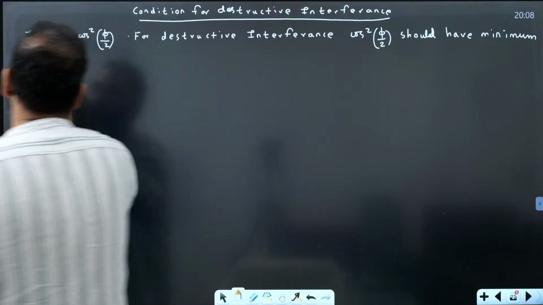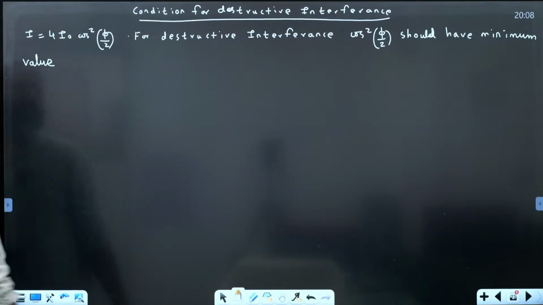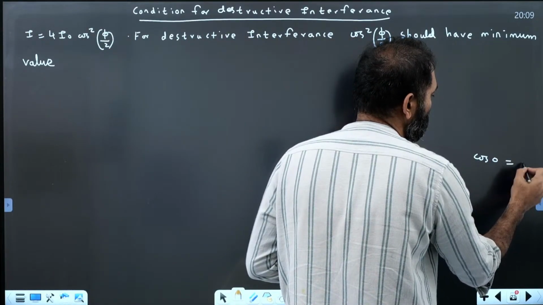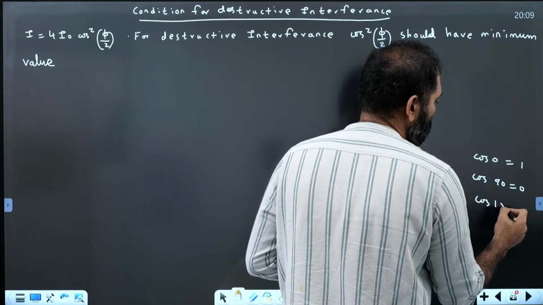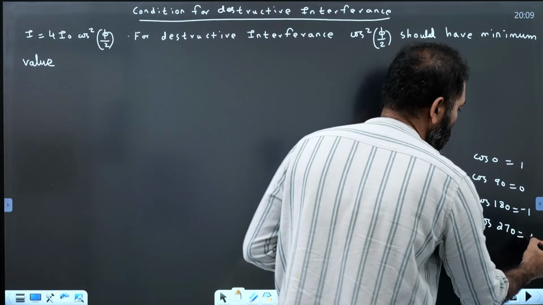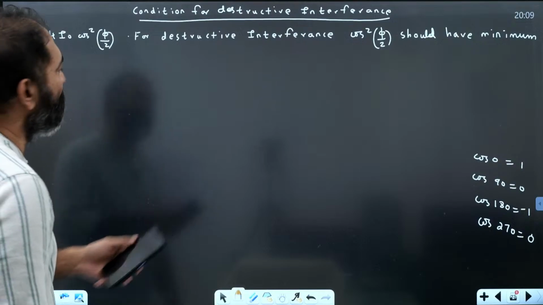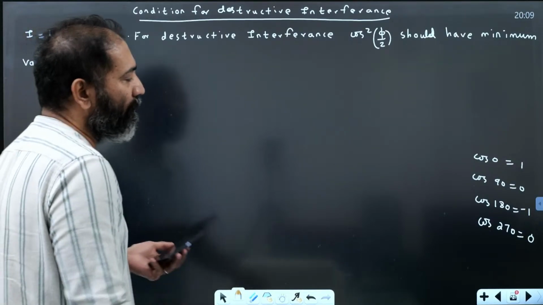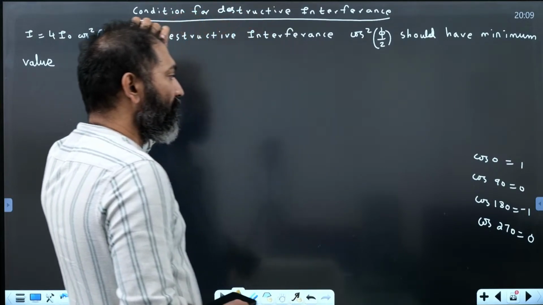Now what is the minimum value for cosine function? It is -1. All of you remember cos 0 is 1, cos 90 is 0, cos 180 is -1, cos 270 is 0. So what is the minimum value? Cos 180, that is -1. But we can't take cos 180, because it is cos square. So there is a problem.